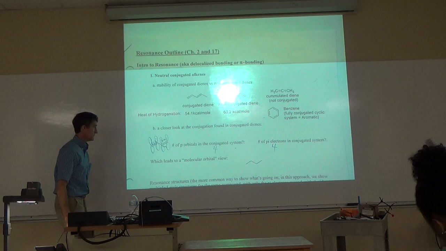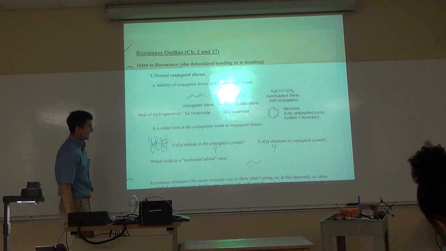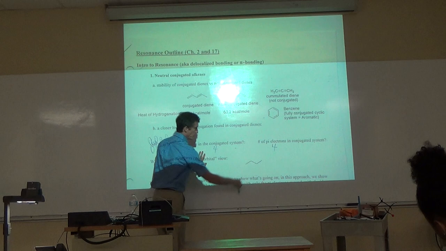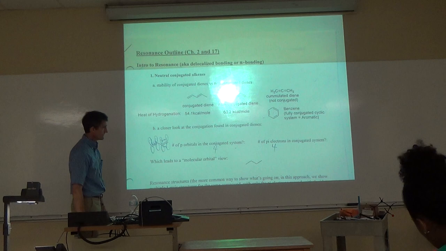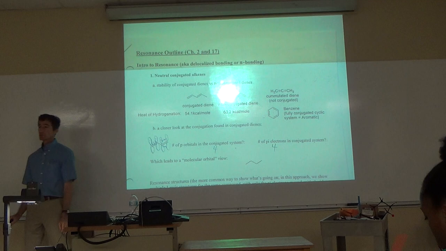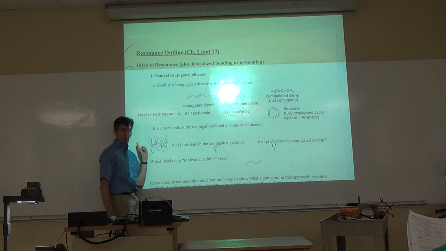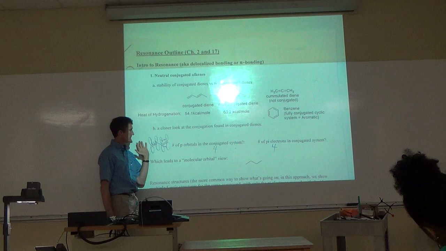Molecular orbital view. I kind of have this here so I can draw the p orbitals on it. I've already done this twice. I'll just say, molecular orbitals. Once we have conjugation, this really becomes one system. And really the electrons are now spread all through here.